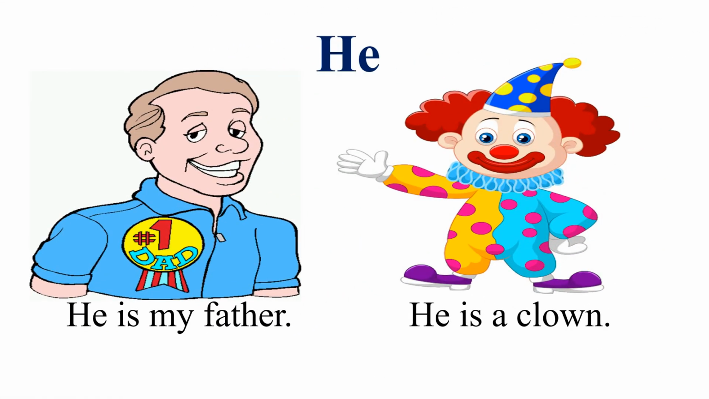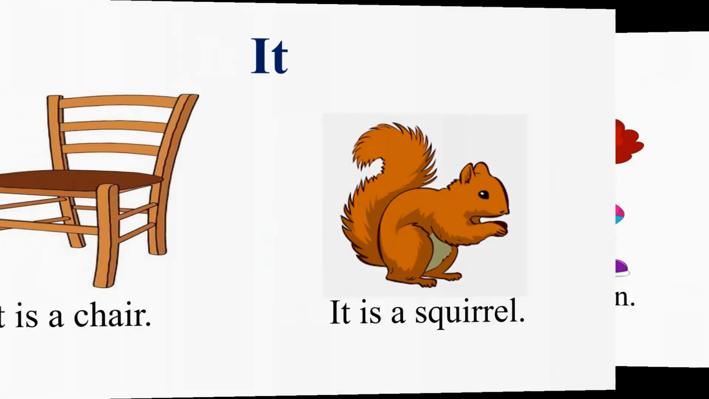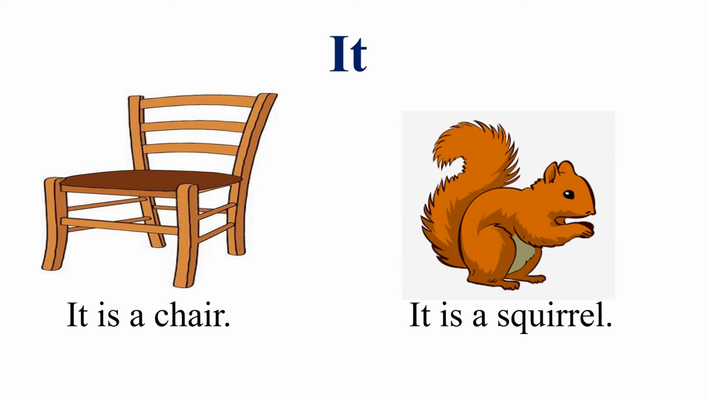Next is he. When do we use he? The pronoun he is used for one boy or a man. Example: he is my father. He is a clown. Next is it. The pronoun it is used for animals or things, just like: it is a chair. It is a squirrel. We use it for non-living things and for animals, and that too when it is single.